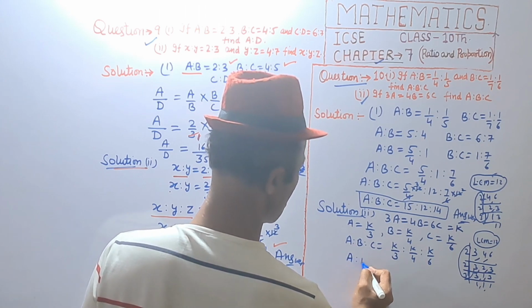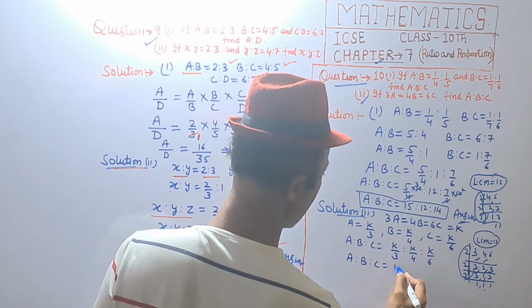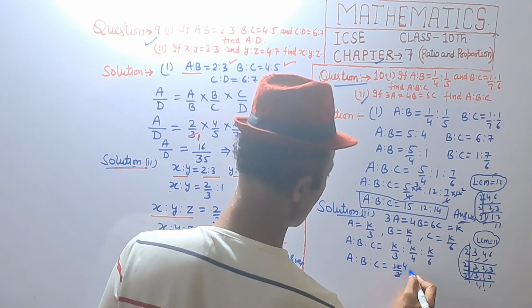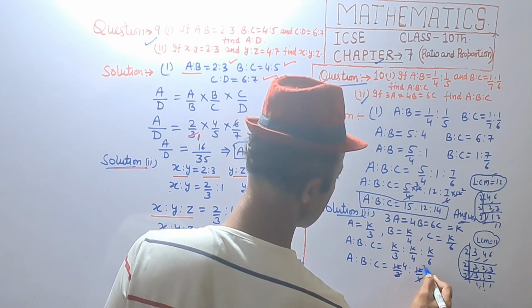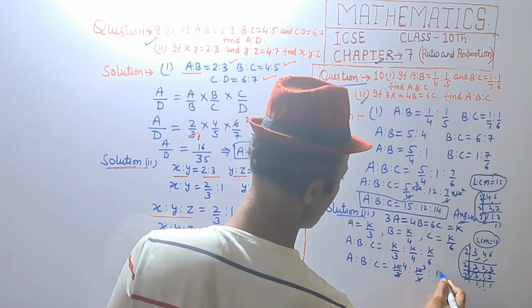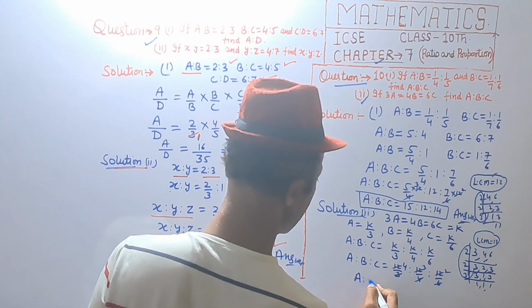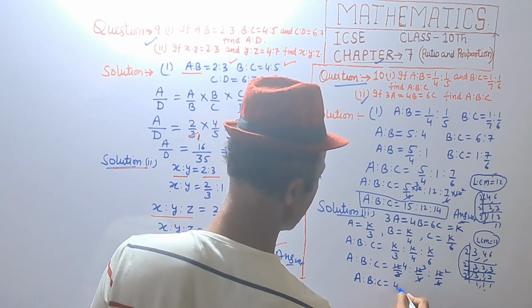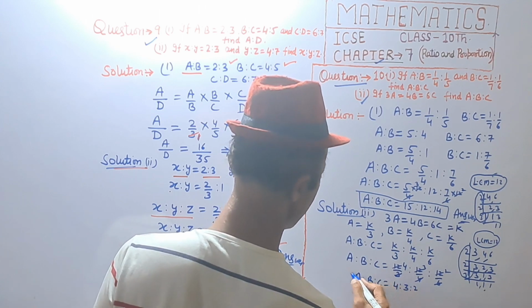So A ratio B ratio C is equal to, K is constant, and 12 divided by 3, that is equal to 4. 12 divided by 4, that is 3. 12 divided by 6, 2. So we get A ratio B ratio C is equal to 4 ratio 3 ratio 2.